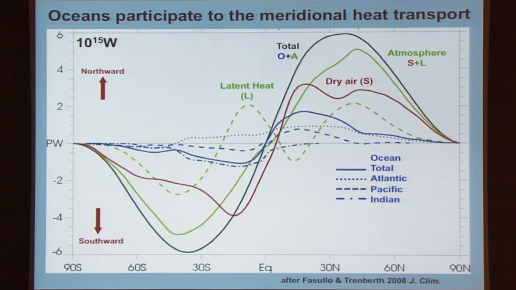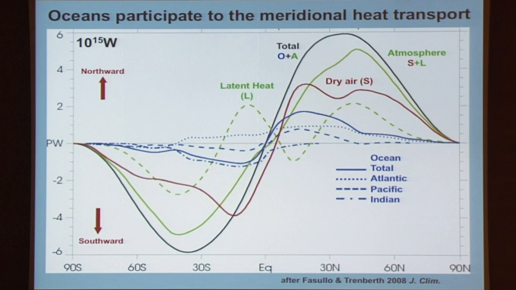But when we break down this transport, it's interesting to see what the different components are, especially most of the transport is linked to dry air in the atmosphere. There is also a very important component that is traditionally attributed to the atmosphere, but which is linked to the latent heat. But basically, the latent heat also belongs to the ocean because the water is evaporated at the surface of the ocean, and then the heat is given back to the atmosphere when water is precipitated. So this is the green curve that is showing, for example, for the northern hemisphere, the components of transport linked to the latent heat.